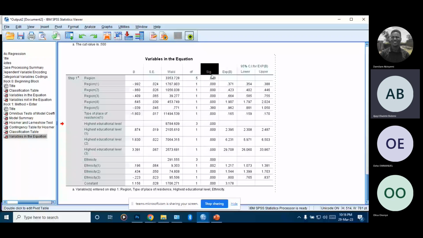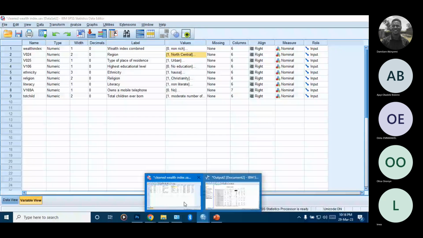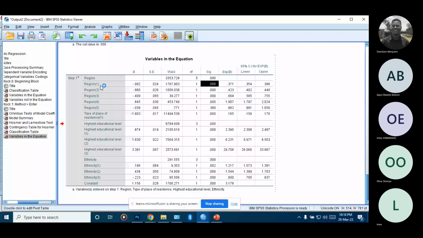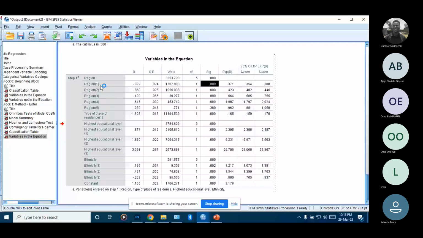Region 1. Region 1 is northeast, northwest. Let's just go back to now. The region 1, northeast, northwest, like that.